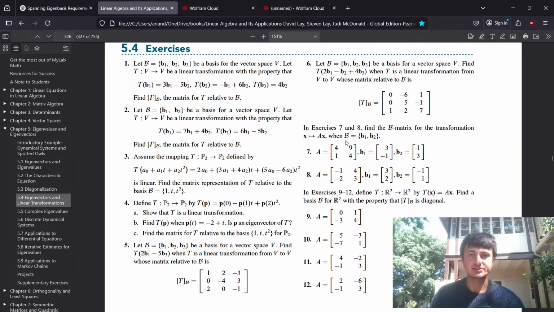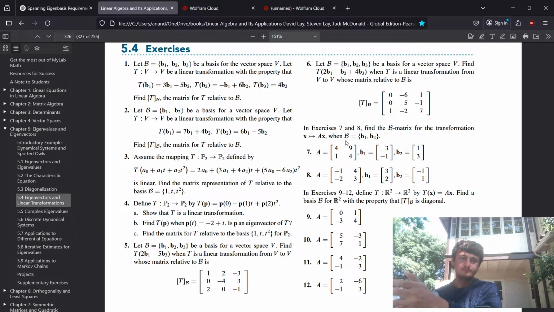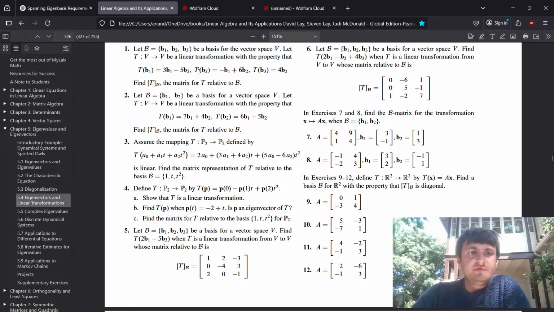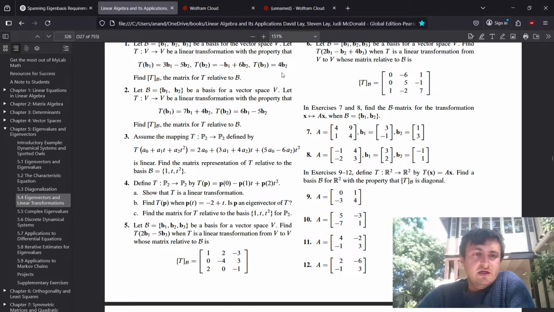It's just being dumb. All right, so now we do our classic read through all of the exercises and decide which ones to do. All right, so let's just go through the exercises. B is a basis. Let T be a linear map with the property that they give you. They give you basically the B matrix of T. So this is just going to be writing down these vectors as columns. So we can do that one. That one's fine.